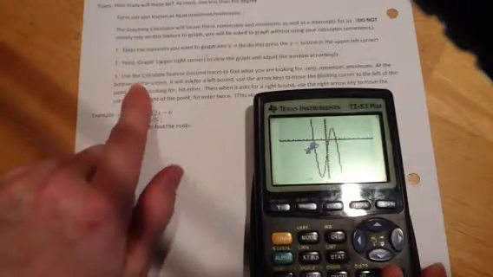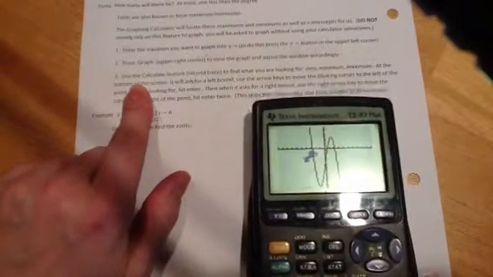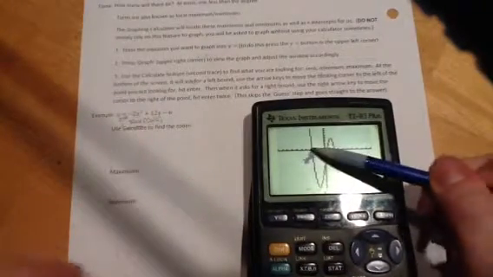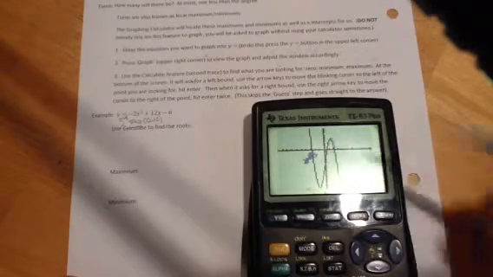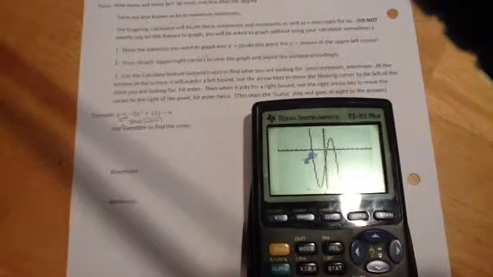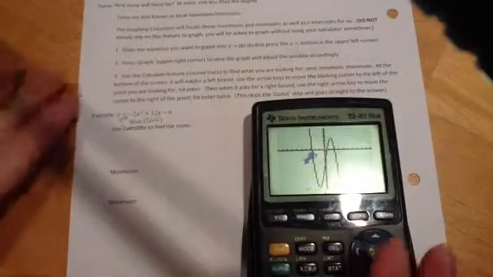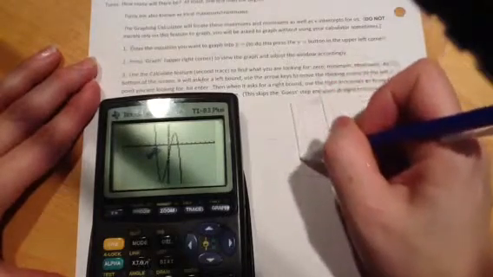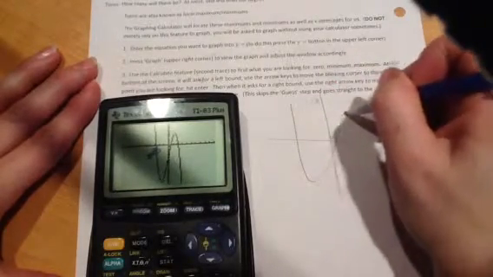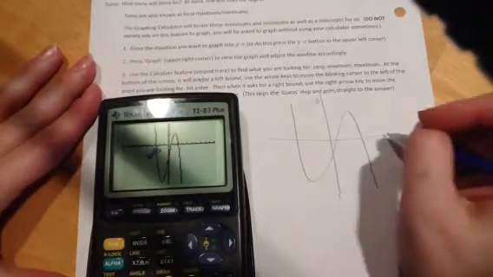Then we're going to be using the calculate feature to find what we're looking for, whether it's a 0, which is an x-intercept, or a minimum, or a maximum. And it's pretty much all the same kind of steps. I just want to sketch this on here because it's going to ask us to do things like left, right, and guess. And so I want to talk to you about what that means.